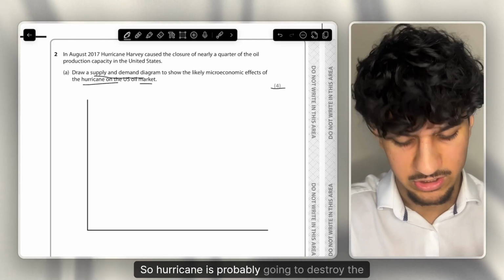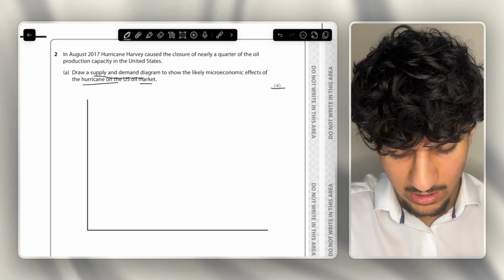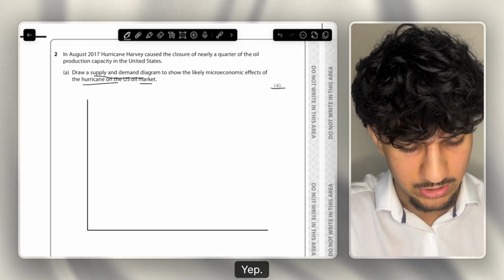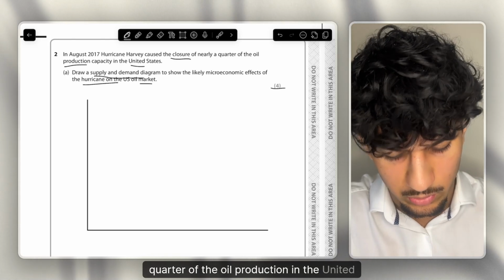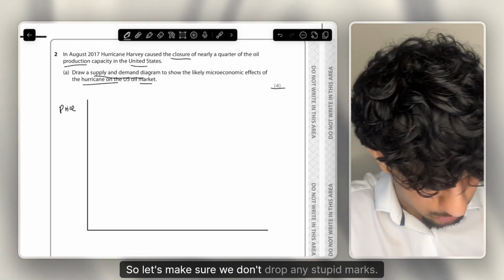So the hurricane is probably going to destroy supply, so I'm suggesting a decrease in supply. And what does it say? In 2017, Hurricane Harvey caused closures, so it's going to affect supply, of nearly a quarter of the oil production in the United States. This is, of course, a very simple question, so let's make sure we don't drop any stupid marks.